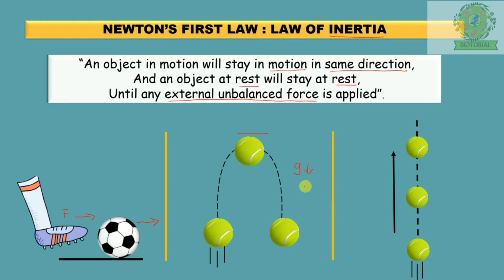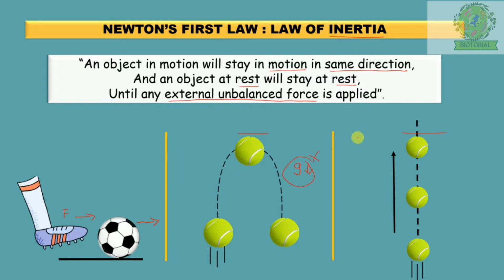And in case there is no gravity, then what do we see? We have this tennis ball, we throw it upwards, and it is going to continue. It will go on until and unless there is a certain force which stops it from going upwards. Because there is no gravity, it is not going to stop. It will keep going in the upward direction.